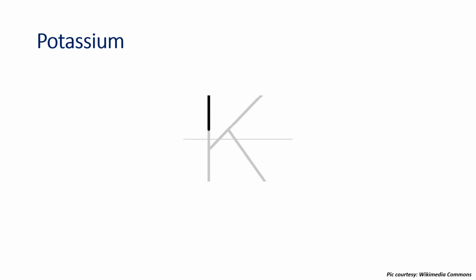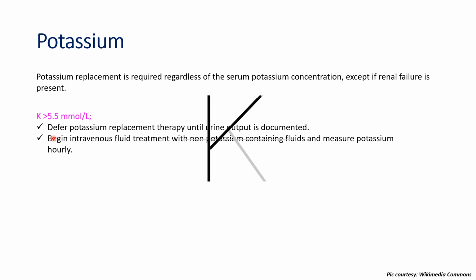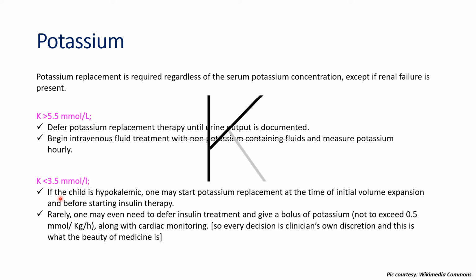A word about potassium, which is a very important and dangerous cation during the management of DKA. Potassium replacement is required regardless of the serum potassium concentration, except if renal failure is present, and if potassium is more than 5.5 millimoles per liter, you must defer the potassium replacement until urine output is documented. Begin IV fluid replacement with non-potassium containing fluids and measure potassium hourly. If potassium, however, is less than 3.5 millimoles per liter, then in rare cases, one may start potassium replacement at the time of initial volume expansion itself before starting insulin therapy.